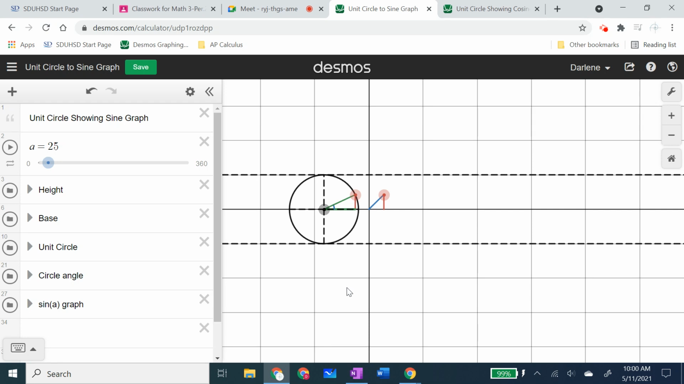The graphs of sine and cosine can be made directly from the unit circle. Sine is always looking at the y-coordinate of the unit circle. This is y-coordinate 1 up here, and this is y-coordinate -1 down here. And what we're going to do is watch just the vertical distance of this point as this point moves, and it's going to draw out a sine graph.